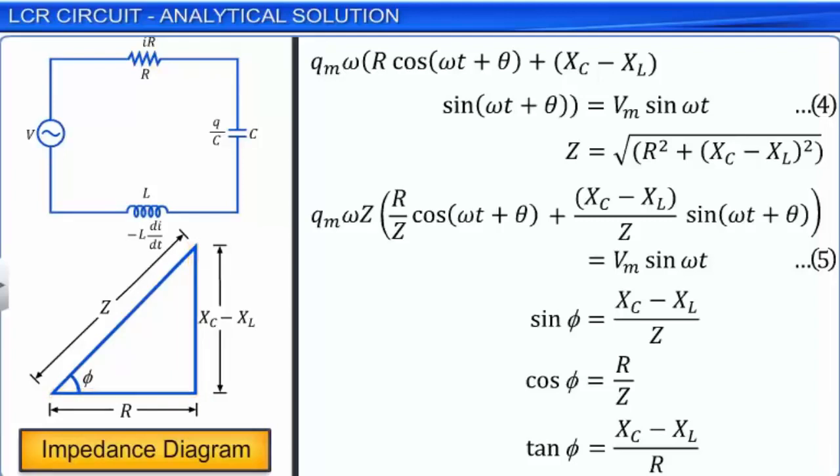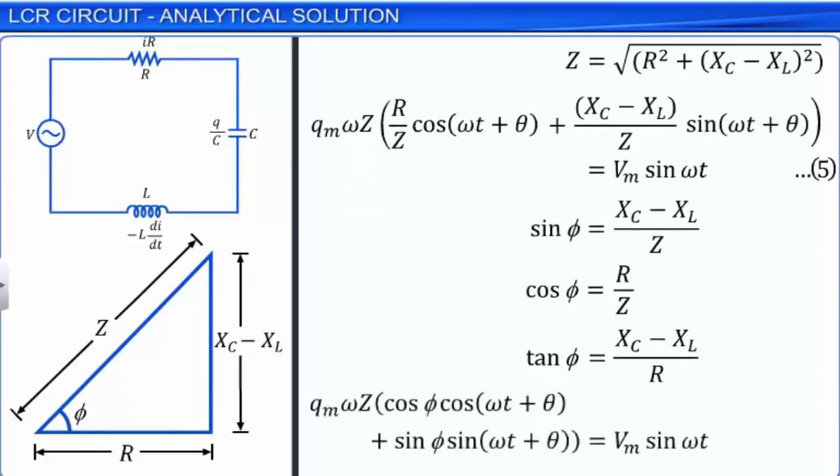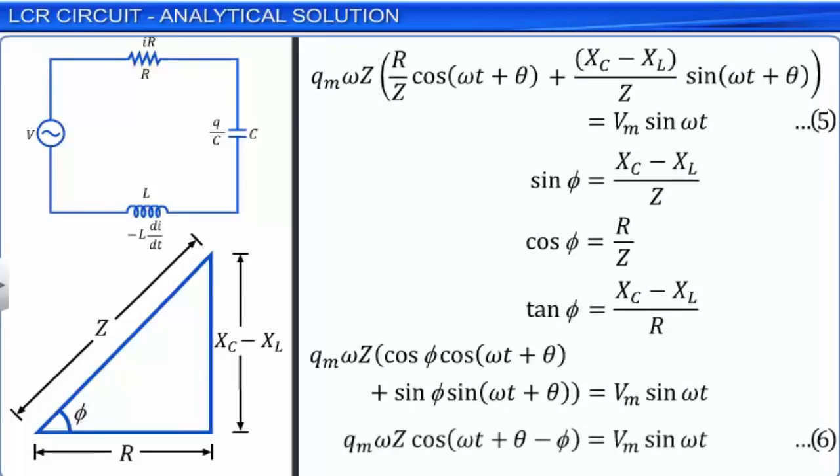Substituting the values of cos phi and sin phi in equation 5, we get Qm omega Z [cos phi cos(omega t plus theta) plus sin phi sin(omega t plus theta)] is equal to Vm sin omega t. This can now be written as Qm omega Z cos(omega t plus theta minus phi) equal to Vm sin omega t. Let this be equation 6. Here, we have used the trigonometric identity cos A cos B plus sin A sin B is equal to cos of (A minus B).